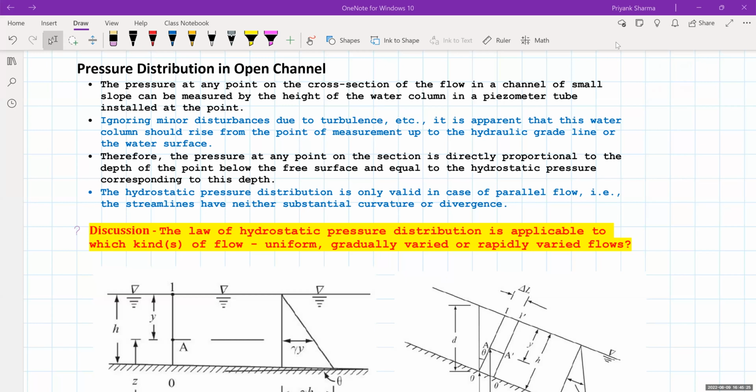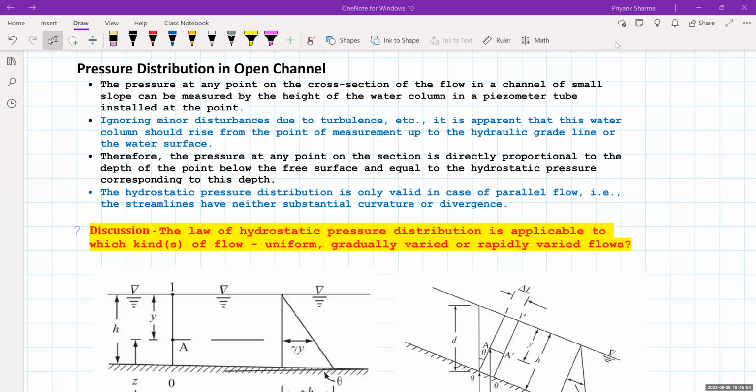Moving ahead, we will discuss the pressure distribution in an open channel. In case of pipe flow, if you wanted to measure the pressure, then we use a piezometer, so that would give you the pressure in the pipe. Now in case of an open channel, there is a free surface, so the pressure at the free surface would be equal to the pressure of the surrounding atmosphere.